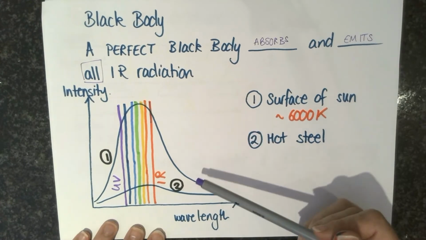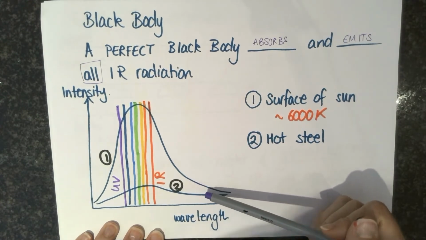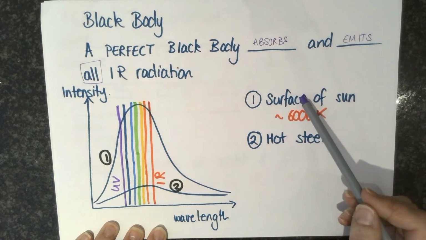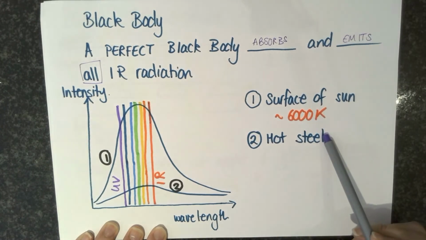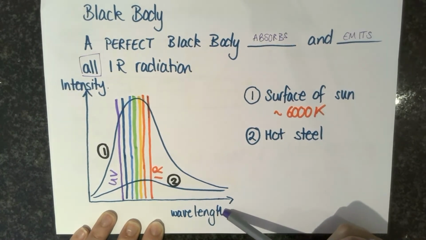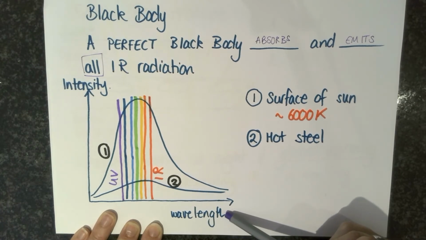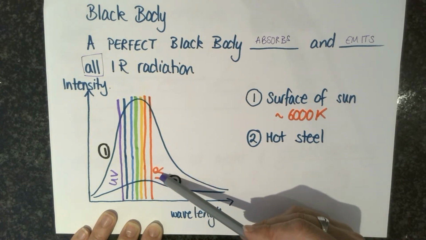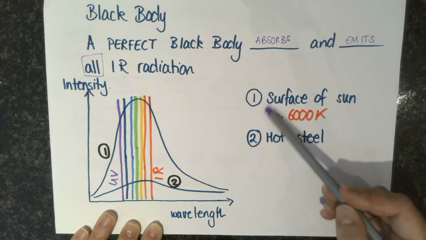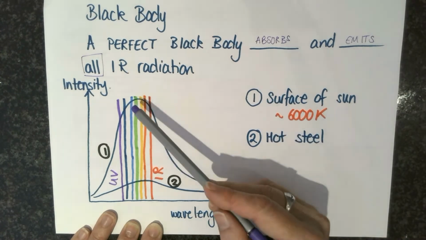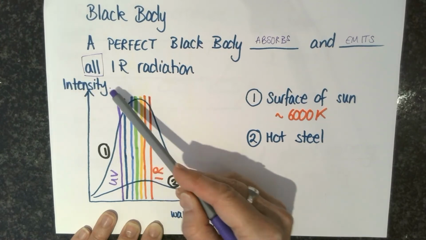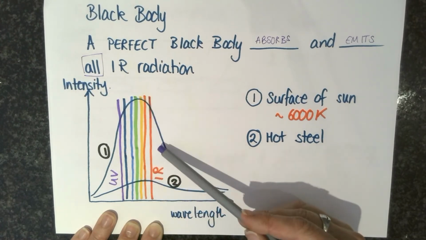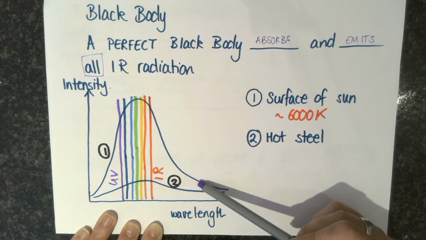And if we were to look at two black bodies, one the surface of the sun and two a piece of very hot steel, and if we were to measure the wavelength of the radiation, the electromagnetic radiation of which infrared is a part, coming from those two surfaces, we would find that the intensity, so the amount of each wavelength, would change depending on the temperature of the object that's emitting it.